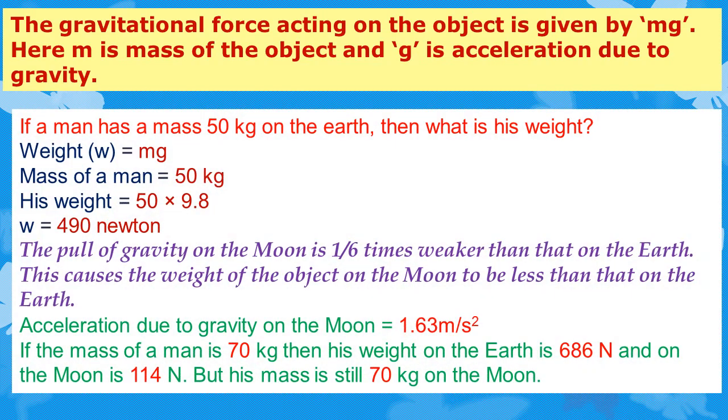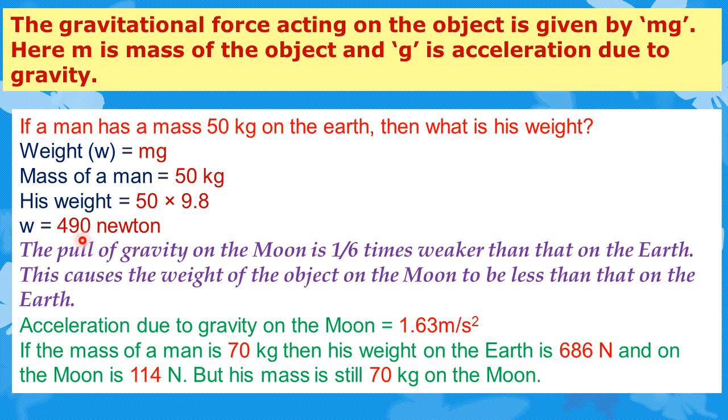The gravitational force acting on the object is given by mg. That means m is the mass of the object and g is the acceleration due to gravity. So, if a man has a mass of 50 kg on the earth, then what is his weight? Here W, that means weight, is equal to mg, and the mass of the man is 50 kg. So, his weight is equal to 50 into 9.8, that means m into g. If you multiply this, you will get W equal to 490 Newton.